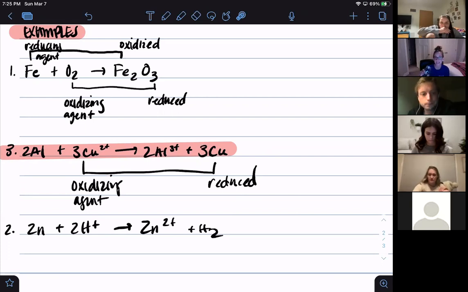Exactly. That's why I like to teach them all 3, because it's not fair for me to only stick with one of them. Although I will say I really don't like OIL RIG and LEO goes GER. I really don't, because it's like, what the heck? You lose electrons, but then where's the oxygen? It's just too much, so I don't really like to use that a lot. Any other questions?